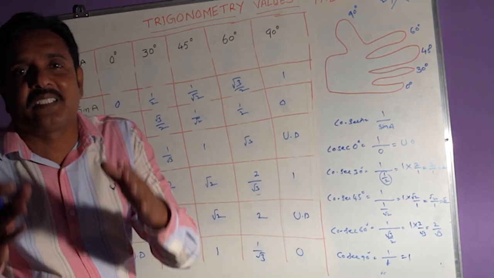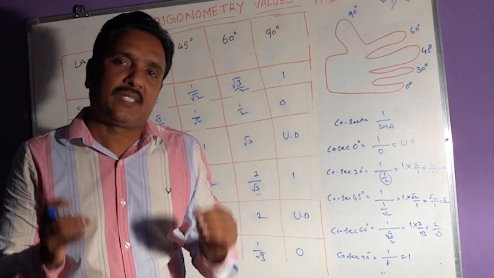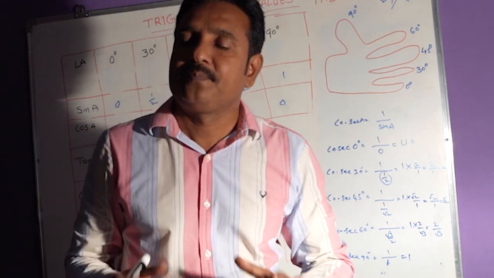Okay, is it clear? The trigonometrical values table is done. I understand.